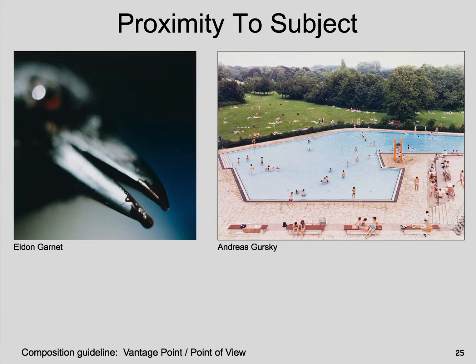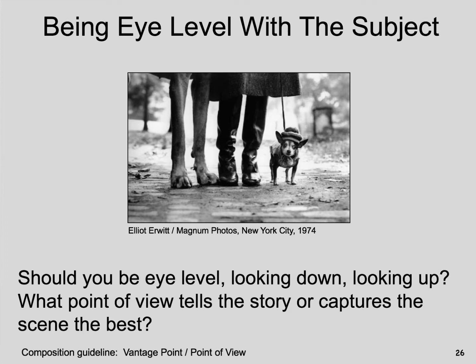So here's a couple of extremes. On the raven here, we're very close up to the beak, a really close-up point of view, versus the Andreas Gursky photo of the big pool scene, where we're very far away, taking in a vast amount of space, an aerial view. Being at eye level with the subject can make a big difference. One thing I always tell parents is get down on the ground at the eye level of your kids when you photograph them, and you'll probably really like those portraits. When you're always photographing from above, you get these weird angles looking at the top of their heads.